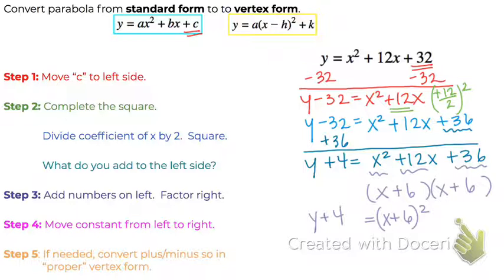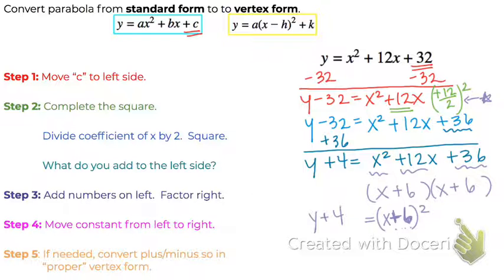There's also a little trick there. In order to identify that this should be the plus 6 inside the parentheses, if you look back up to step 2, what we got when we divided that coefficient by 2, 12 divided by 2 is positive 6. That is always going to be what's inside the parentheses here as what is being squared.